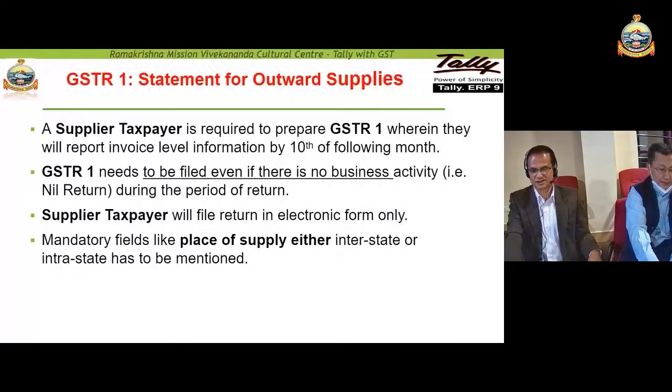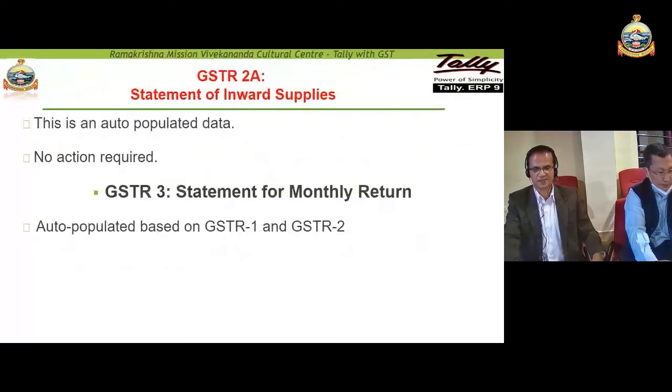This has been very recently amended. And mandatory fields like place of supply, either interstate or intrastate, have to be mentioned very categorically, because these are mandatory fields. There are so many mandatory fields in GSTR1. The moment you start submitting, you know it.